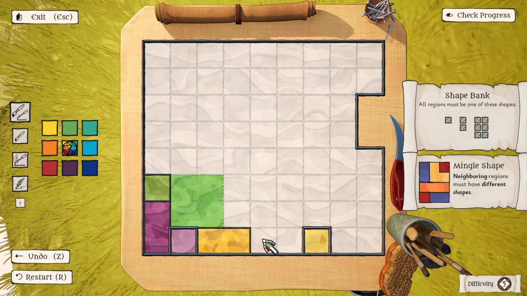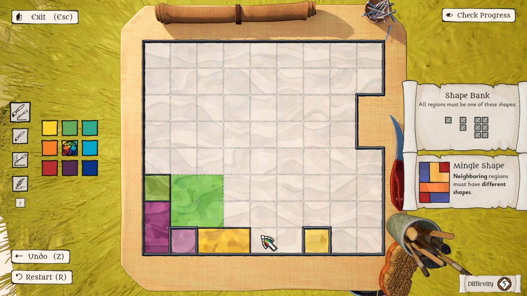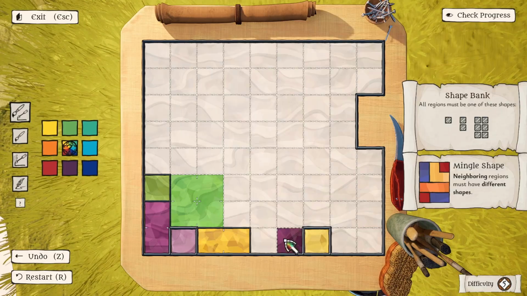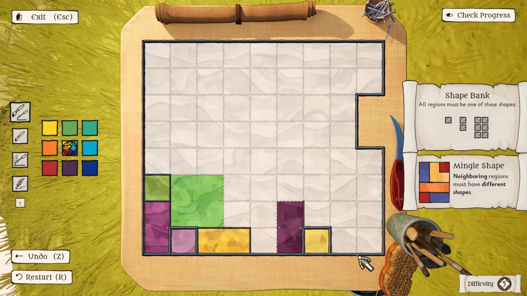Here, this could be a 1. Or it could be another 6. This could be a 2 or a 6. This one does that in any case. And does not go there.